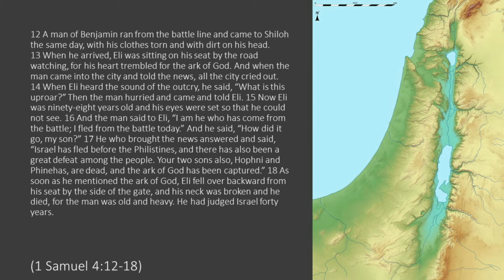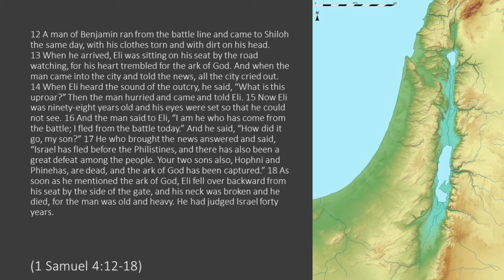When Eli heard the sound of the outcry, he said, what is this uproar? Then the man hurried and came and told Eli. Now Eli was 98 years old, and his eyes were set so that he could not see. And the man said to Eli, I am he who has come from the battle. I fled from the battle today. And he said, how did it go, my son?